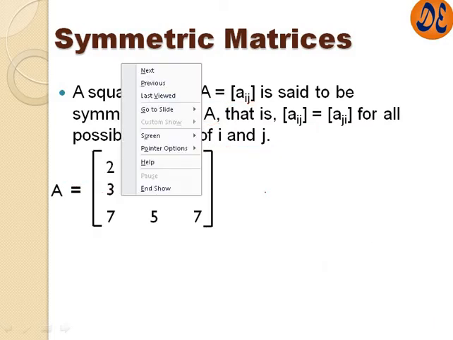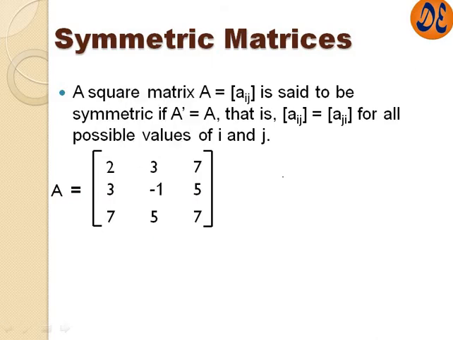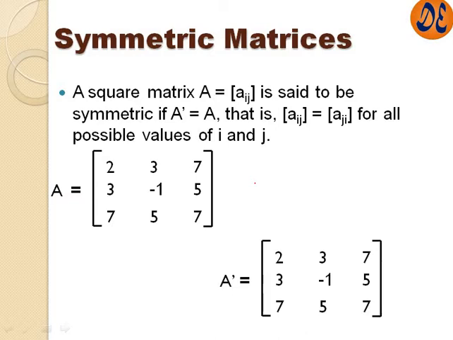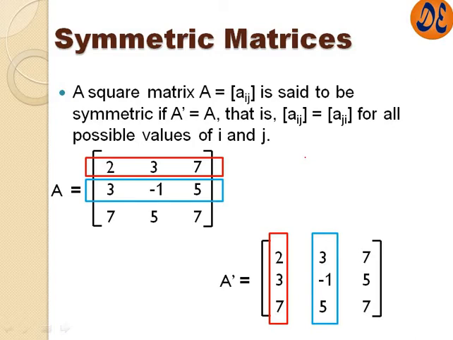Let us have one matrix A. Now if we transpose this particular matrix, we get this particular value. Let us see how we are transposing. See, row number 1 is converted to column number 1, row number 2 is converted to column number 2, and row number 3 is converted to column number 3.